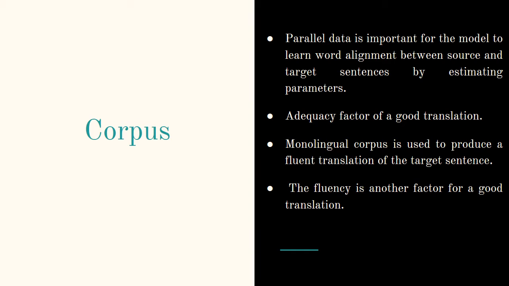Parallel data is now coming to the corpus. Parallel data is important for the model to learn word alignment between source and target sentences by estimating parameters. So it is related to the adequacy factor of a good translation, where the main concern is the meaning of the target with respect to the source language. And the monolingual corpus is used to produce a fluent translation of the target language. So here the main concern is the fluency of a good translation.